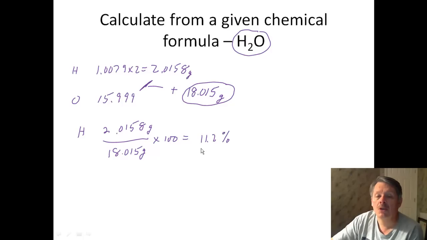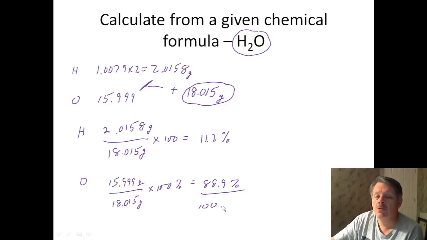All right, pause the video, guys. See if you can do the one for oxygen on your own, and then come back. All right, oxygen is 15.999 grams, and I'm going to divide that by 18.015 because that's my total grams in the substance. I multiply by 100%, and that gives me 88.9%. When I add these together, I get 100.1%. That's close enough for what I need. I'm happy. I checked my work. I feel good.